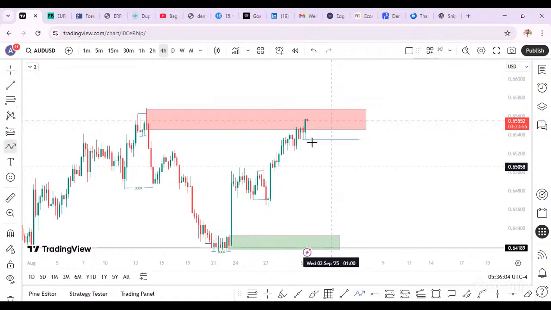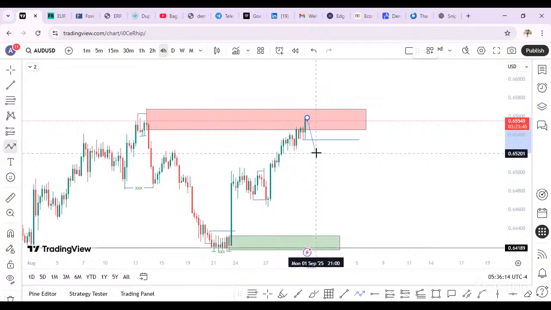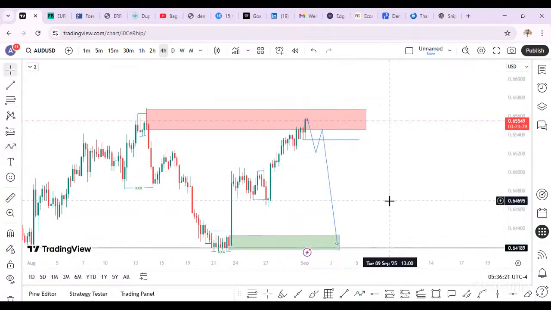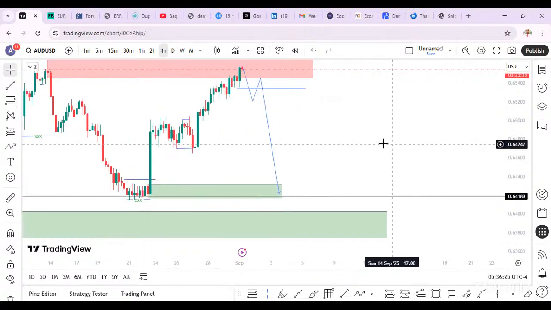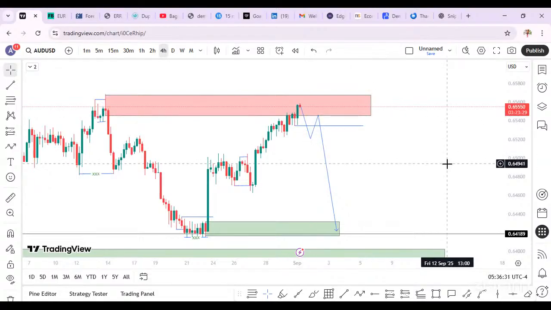So if we have price break on 4 hours, we need 4 hours, not 15 minutes. We need to see a bearish engulfing candle around there. So that can be our trade. Then we can target this opening demand that is here. When price gets to all these zones, I am patient and wait for a confirmation.